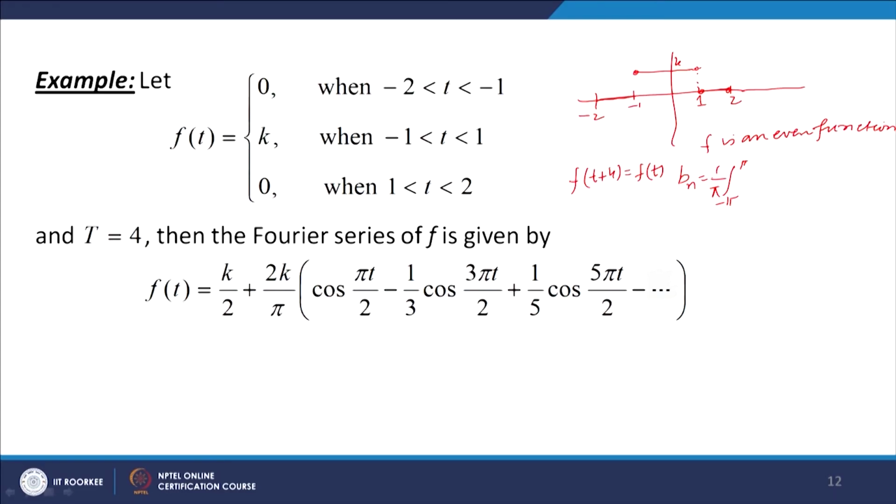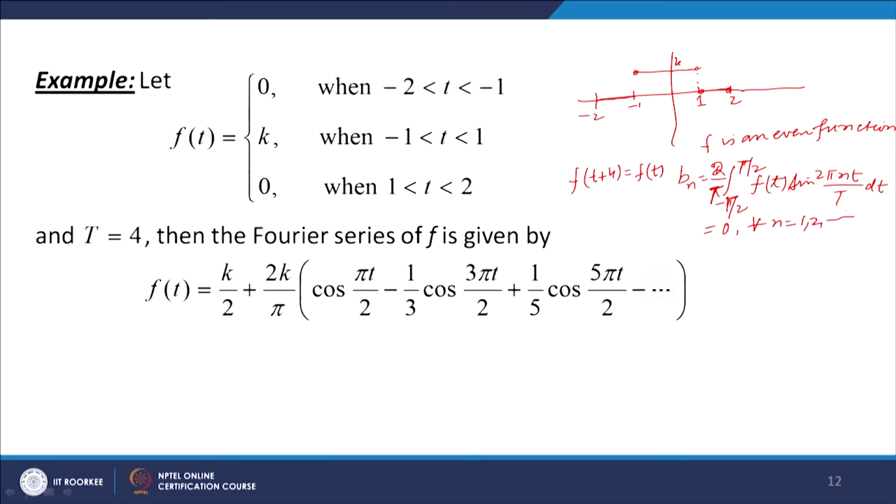So, let us use this formula: Bn equal to 2 over T, integral from minus T by 2 to T by 2 of f(t) sin(2 pi n t by T) dt. Why am I writing this formula for Bn? First, because you will see that Bn is equal to 0 for all n. Since f is an even function and sin(2 pi n t by T) is an odd function, the product is an odd function, therefore its integral over minus T by 2 to T by 2 will be 0. So, this is 0 for all n.